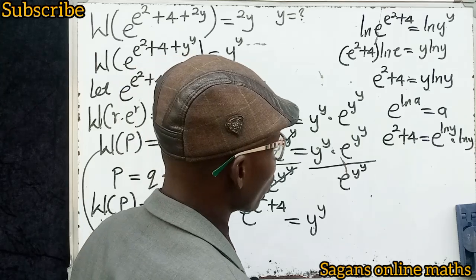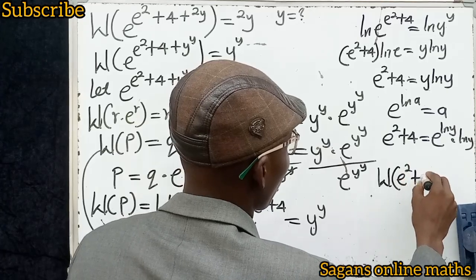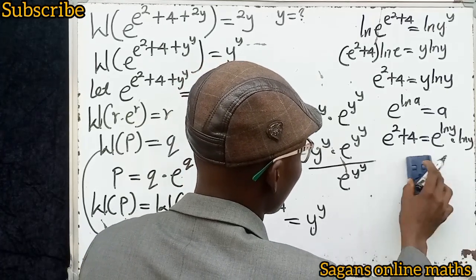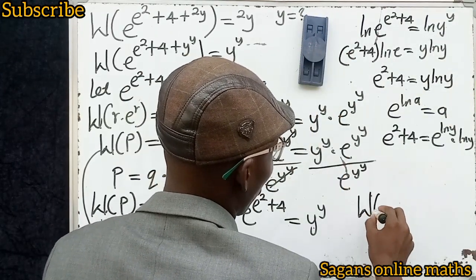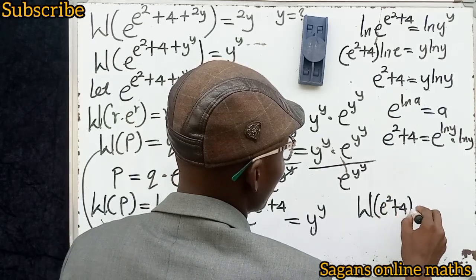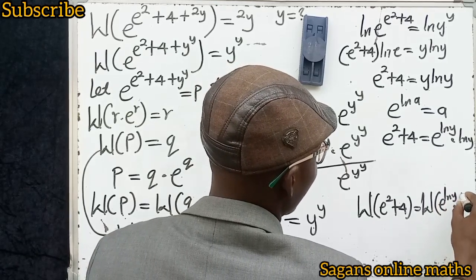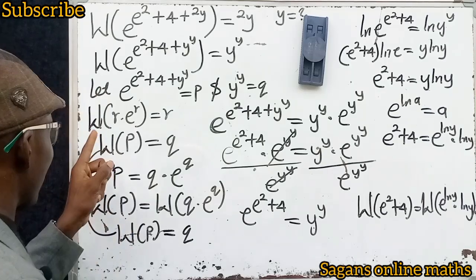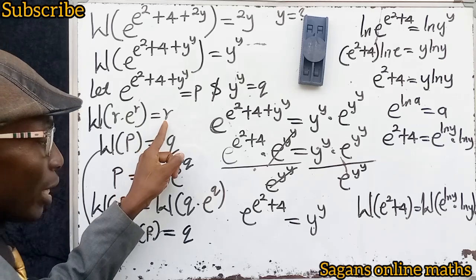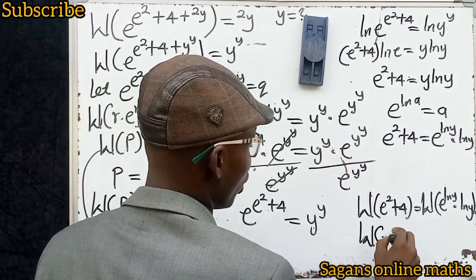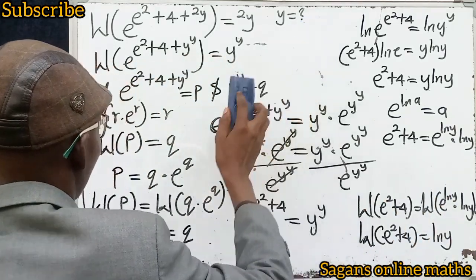Now, what are we going to do here? Here, we're going to take the Lambert W function of both sides. That means the Lambert W function of e squared plus 4 equals the Lambert W function of e to the power of ln y, multiplied by ln y. Now, by obeying these properties, if r equals ln y, and you can see that this and this are equal because here is ln y and here is ln y, the outcome will be ln y. That means the Lambert W function of e squared plus 4 equals ln y. Wow, this is beautiful.